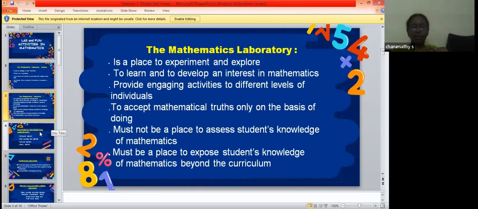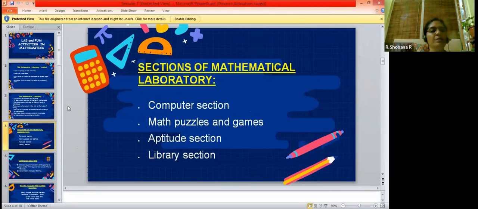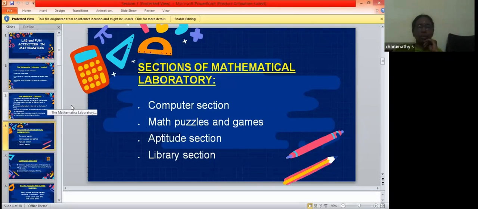Yes, ma'am. We can go to the next slide. It must be a place to expose students' knowledge of mathematics beyond the curriculum. Next, ma'am has listed the different ways and sections in which we can use the mathematical lab. Is it only for kids? Not necessarily. Now we are all tech savvy. After COVID, teachers and students have all become tech savvy, and they know how to use technology in gaining knowledge and how to set up a math lab using the technological part of it also.